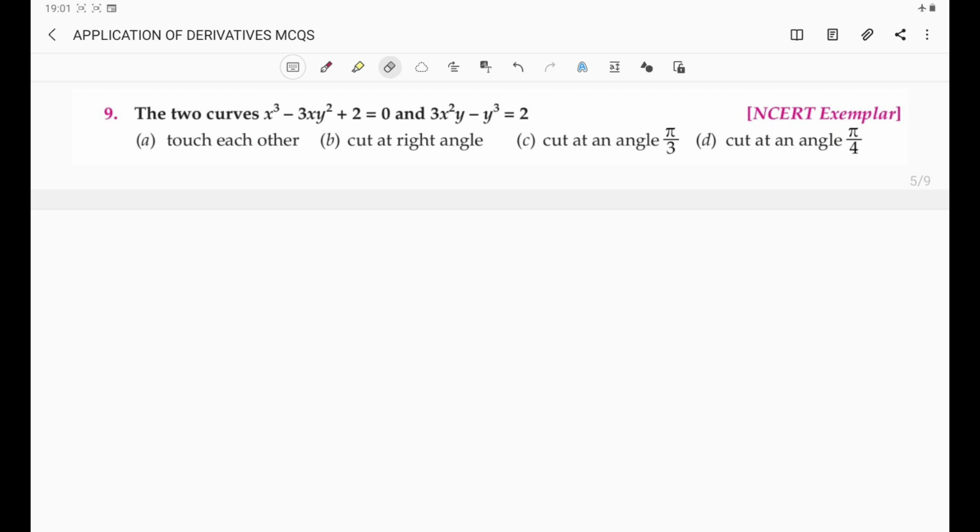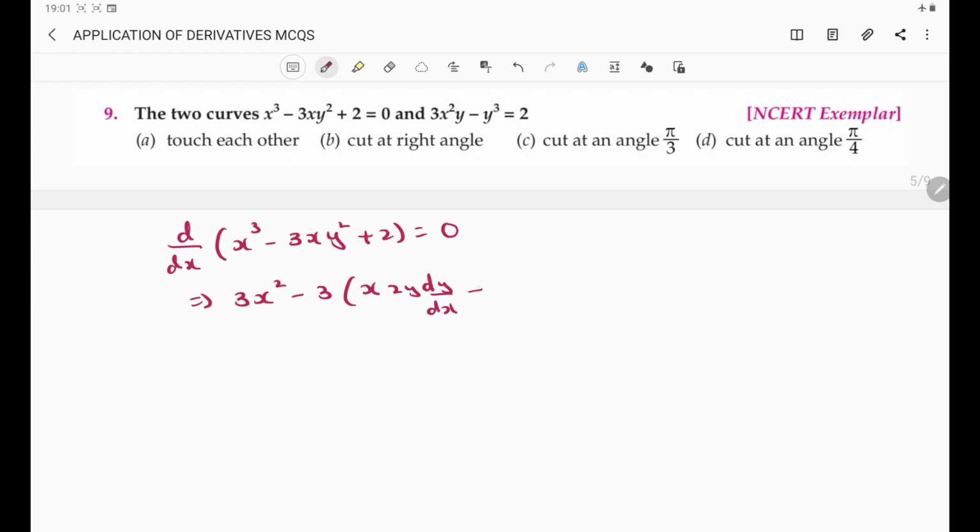So let's find d by dx of this curve and also the d by dx of the other, and hence find dy by dx for both the curves. So d by dx of x cube minus 3xy square plus 2 equal to the derivative of 0, which is 0. So this implies 3x square minus 3 into x into 2y dy by dx plus y square into 1, plus the derivative of 2 which is 0, is equal to 0. So let's find out what is dy by dx of this particular curve.